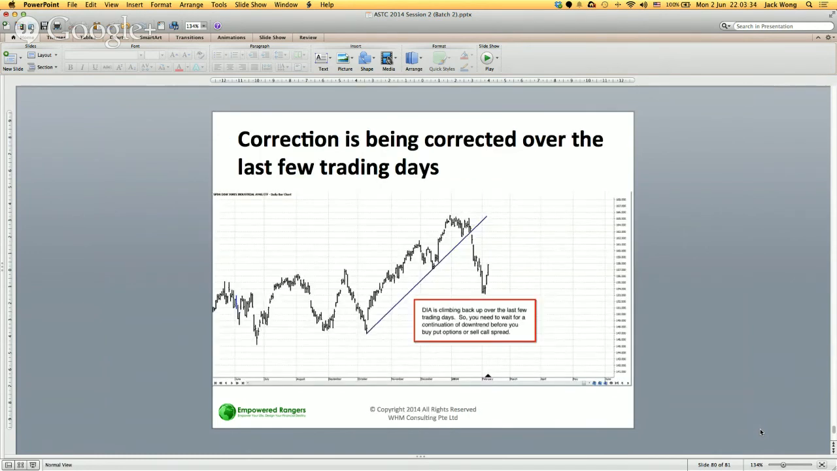Correction is being corrected over the last few trading days. So if you are late, correction can be corrected. That's the one that I've shown the batch 1 students. If you are late, you may get hurt in the position.